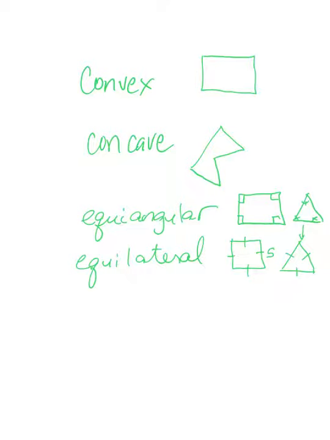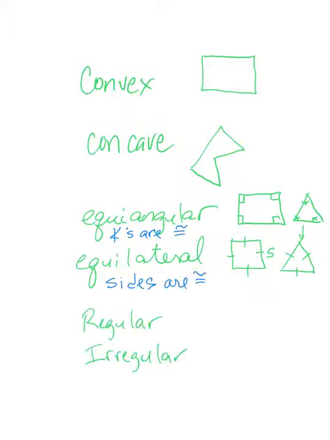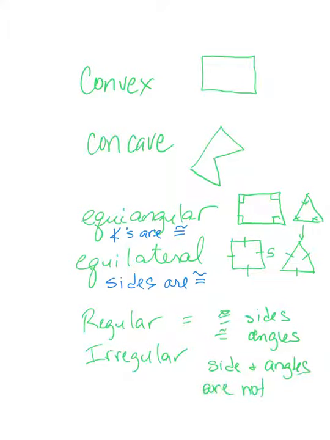So this is angles are equal, congruent, and this is sides are congruent. A regular polygon has congruent sides and congruent angles. And irregular are sides and angles are not all congruent.